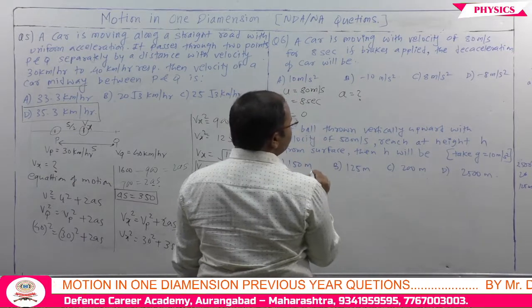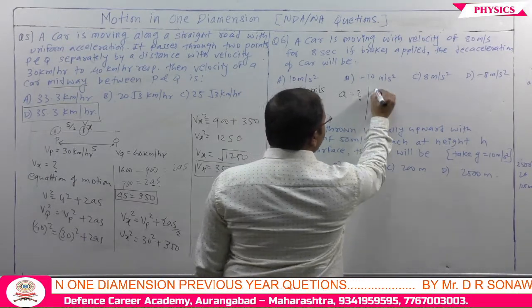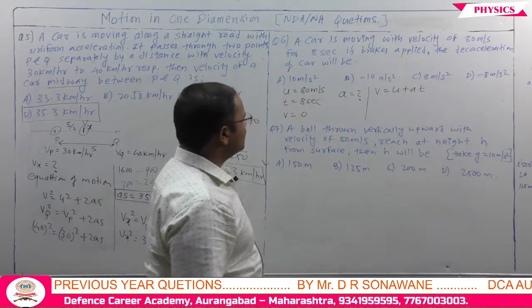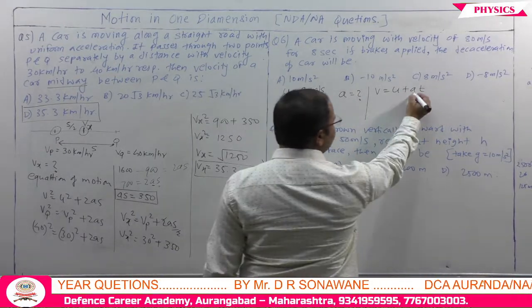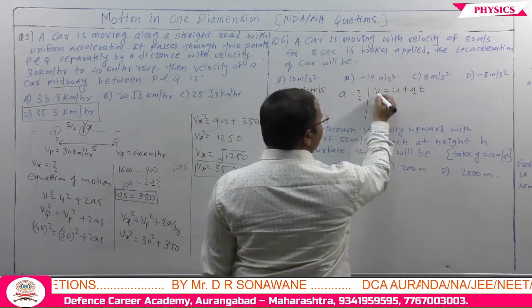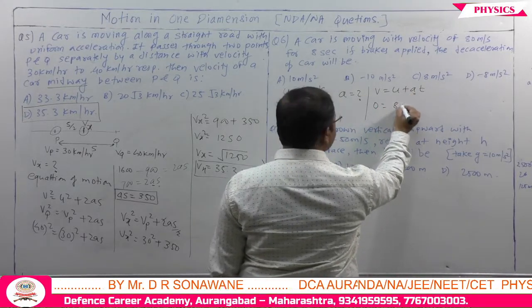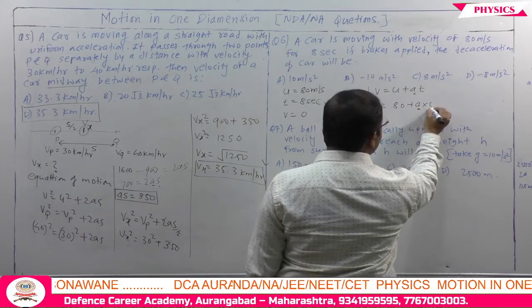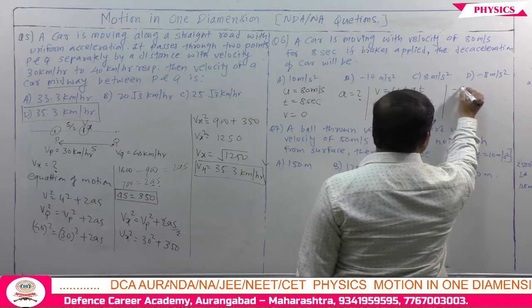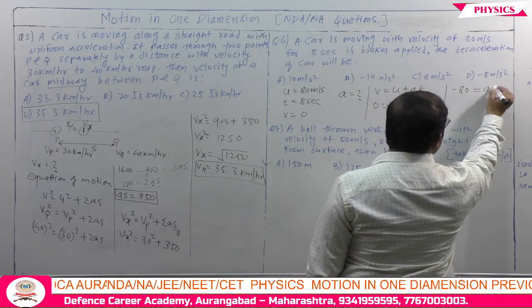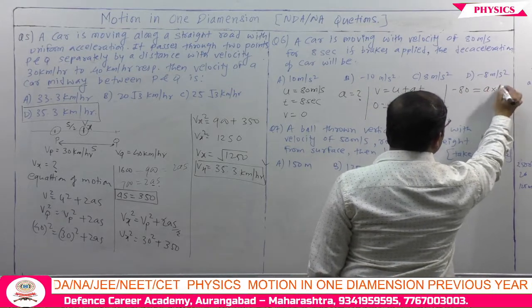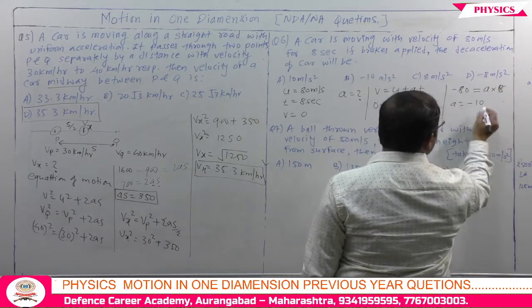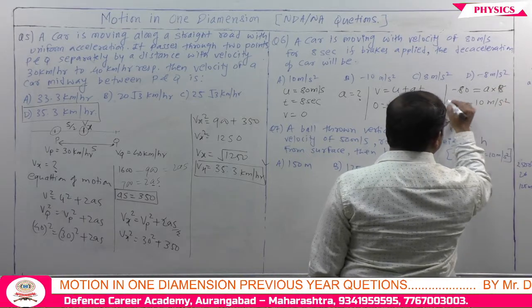So we have the equation of motion, that is v equals u plus at. From here we can directly calculate a. V is 0, u is 80, a is what we want to find out, and time is given 8. So it will be minus 80 equal to a into t. So t is 8 seconds, we have written already. So acceleration will be minus 10 meter per second square.